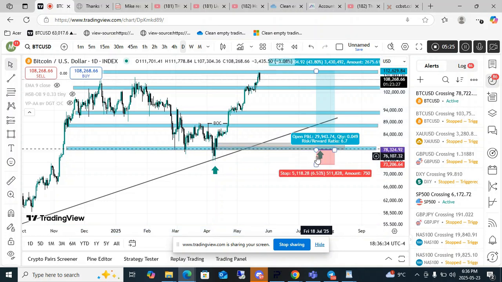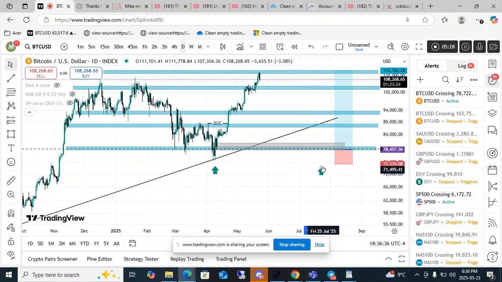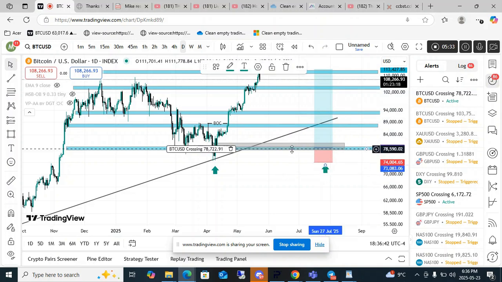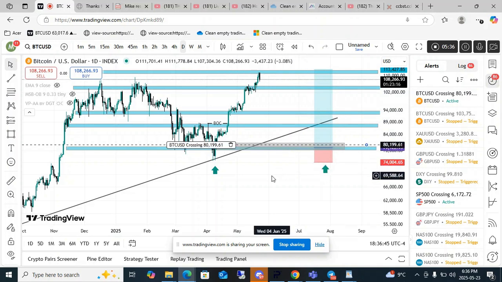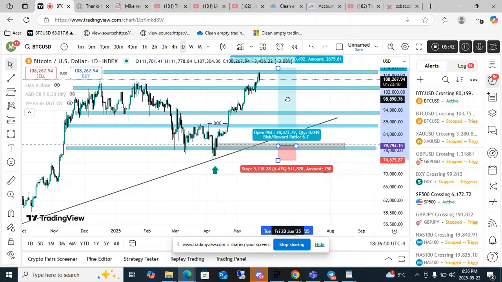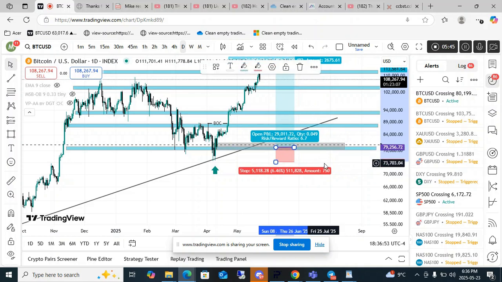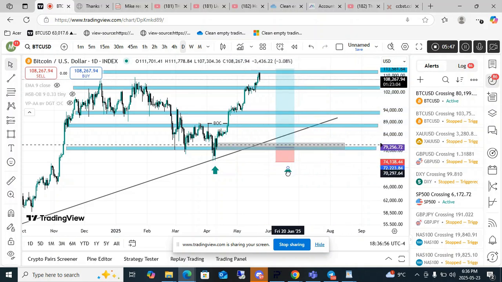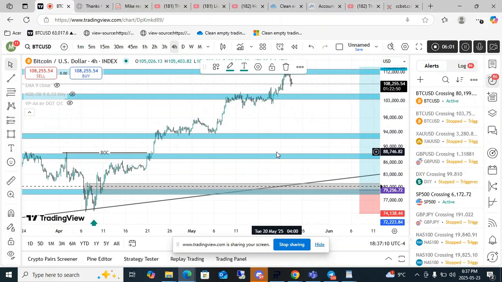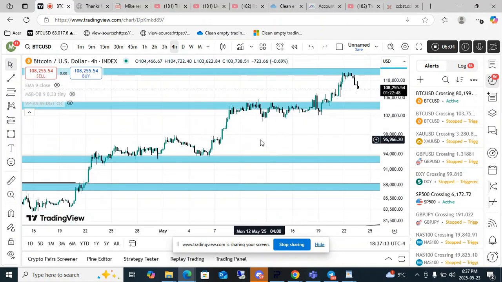That's the arrow. I'll put the alert here. We'll leave this for quite a long time. It's gonna take time. Sometimes it takes weeks for BTC to come here, then we'll buy. As a day trader, we're gonna look for immediate confirmation, so we'll go for the 4 hour.